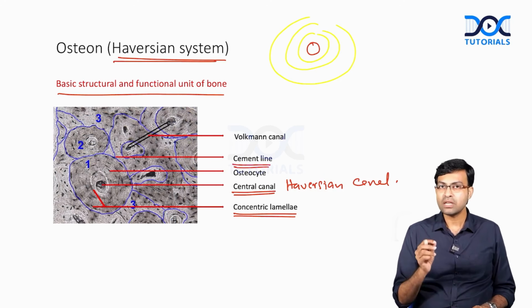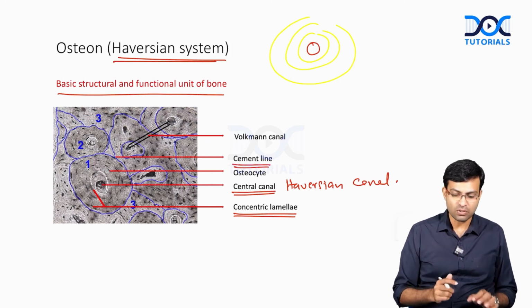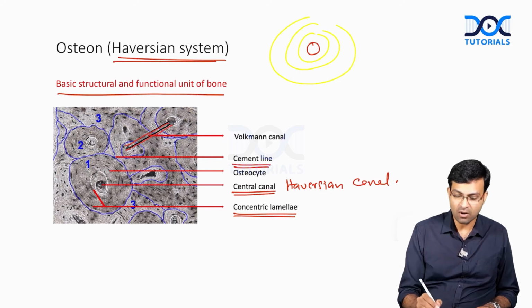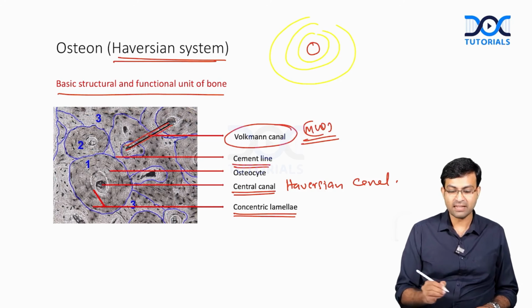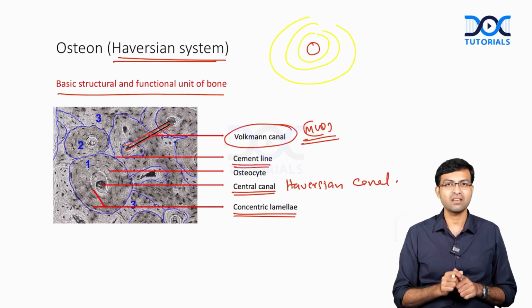Now, important MCQ you must remember is this: the central canal of adjacent osteons can be connected together like this with the help of a horizontal canal called Volkmann's canal. So this is an MCQ. Remember, Volkmann's canal is seen in the bone and it connects adjacent Haversian canals. Okay, so this is the basic structure of an osteon.